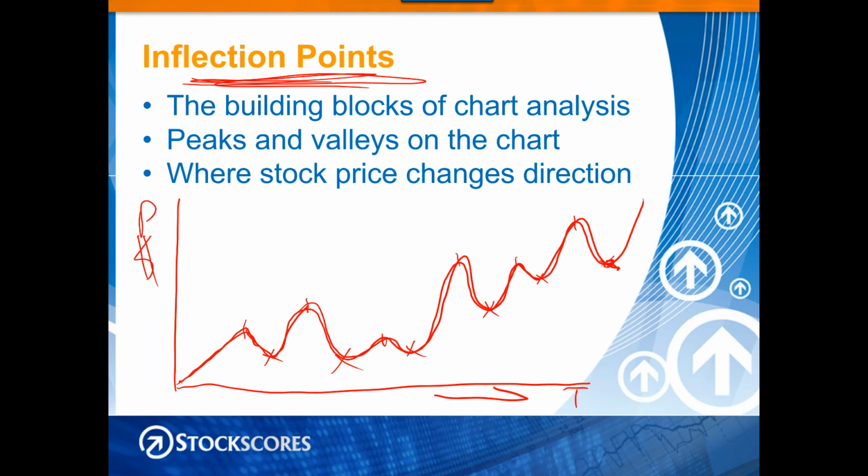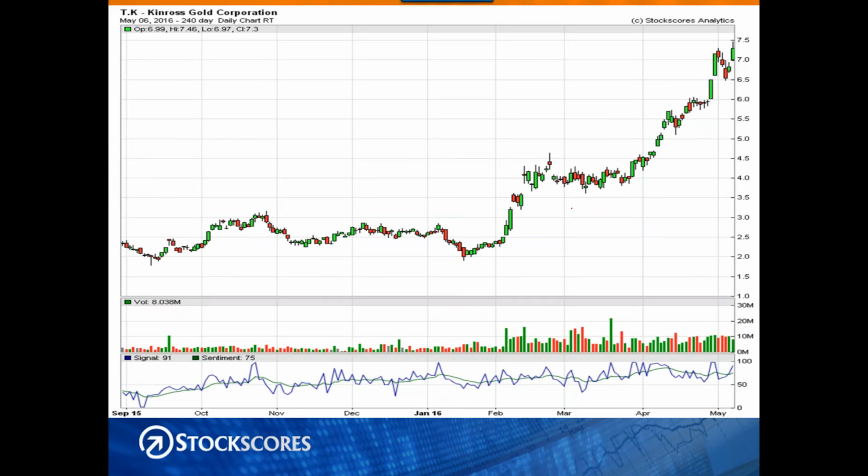Price goes down, stops going down, starts going up. We have an inflection point low. We have an inflection point high. Now, these are important because we're going to use them to draw lines and define what people are doing in the market. So let me begin with this chart.